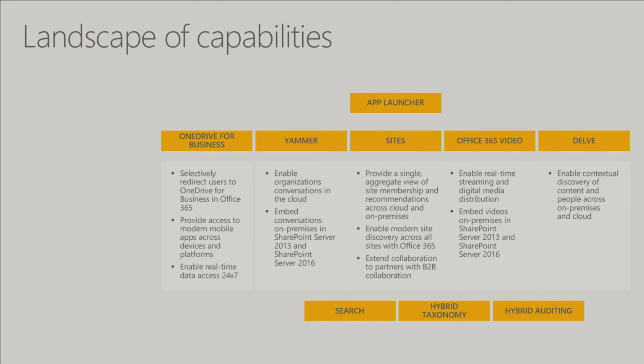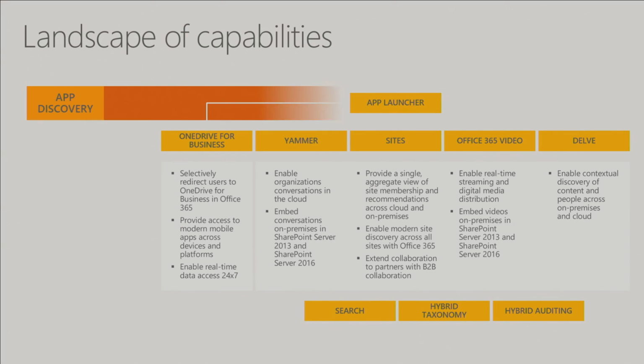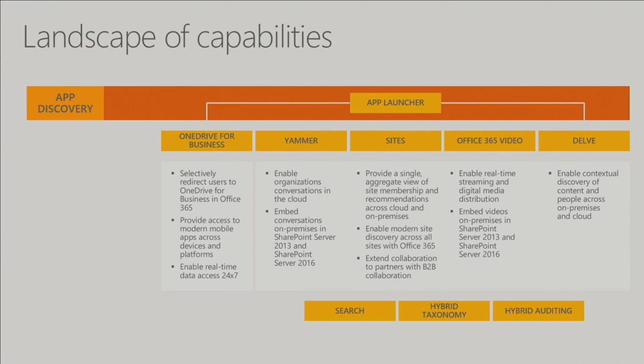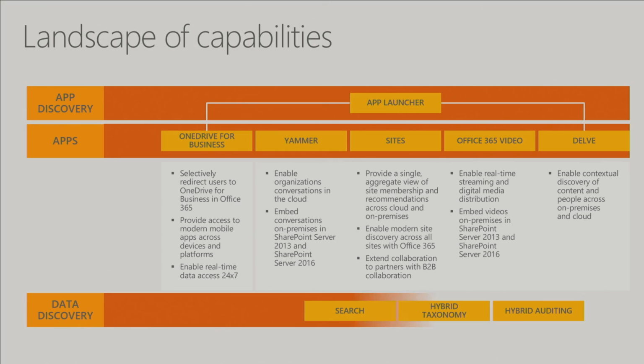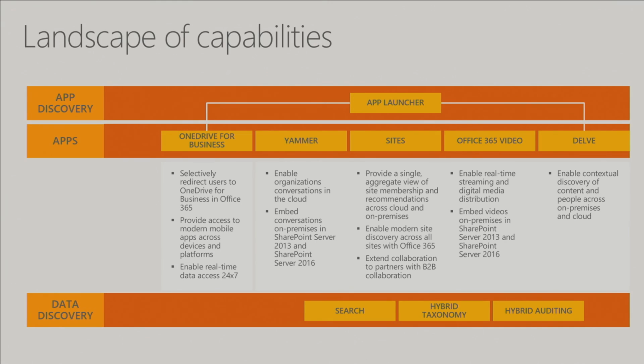The way that I think about hybrid is there's a landscape of capabilities. It all starts with the app launcher, extensible both on premises as well as in Office 365. I call that the app discovery layer. There's the applications themselves: OneDrive, Yammer, Sites, Office 365 Video. All of those can be implemented in a hybrid way. And then there's the data discovery or data management layer. And we have hybrid search. And now we have hybrid taxonomy, and we have hybrid auditing, all coming out in November.